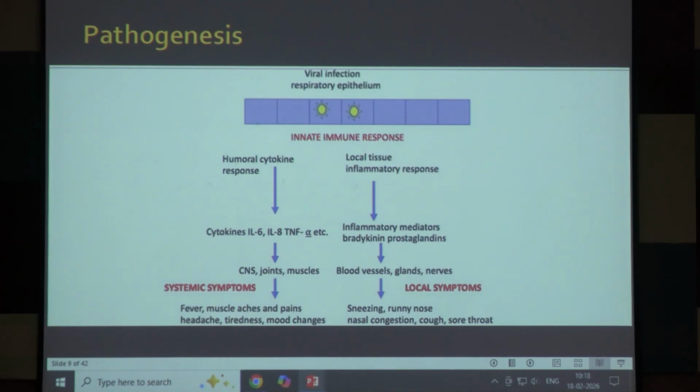And in local response, what are released? Prostaglandin and bradykinin. And prostaglandin and bradykinin act on our vessels and nerves. As a result, local symptoms: sneezing, runny nose. So, two mechanisms are there, or two modes of pathogenesis, one systemic, one local.